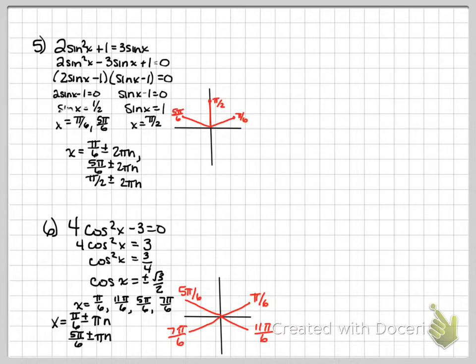Okay, so the solutions were pi over 6 plus or minus pi n, and 5 pi over 6 plus or minus pi n. You should have noticed that this pi over 6 and this 7 pi over 6 are pi apart. So if I added 6 over 6, I would end up at the 7 pi over 6. As well as the 5 pi over 6 and the 11 pi over 6, they're also a distance of pi apart. So instead of having to write 4 equations, we only would need to write 2.